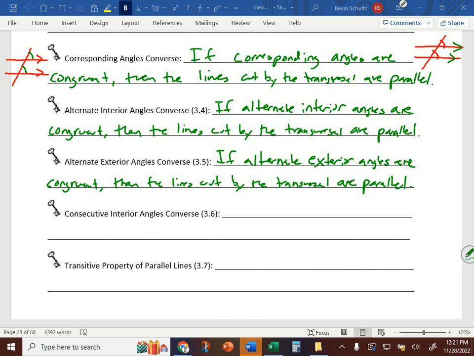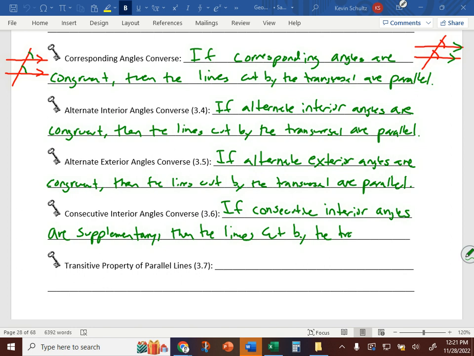The next one, consecutive interior angles converse says that if consecutive interior angles are supplementary, then the lines cut by the transversal are parallel.